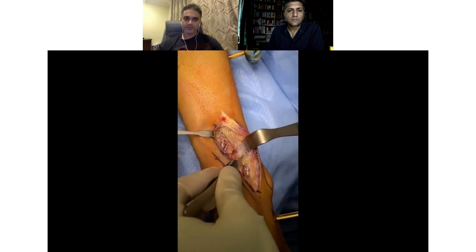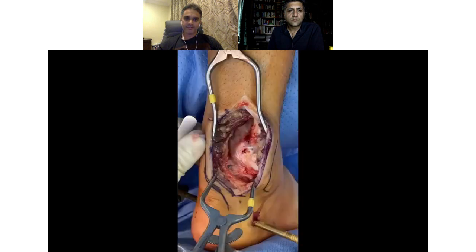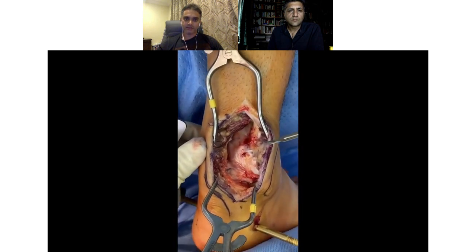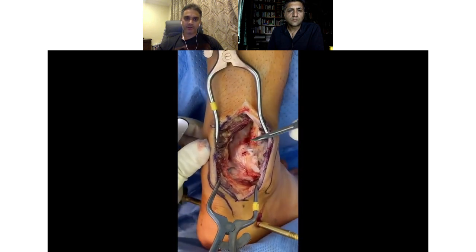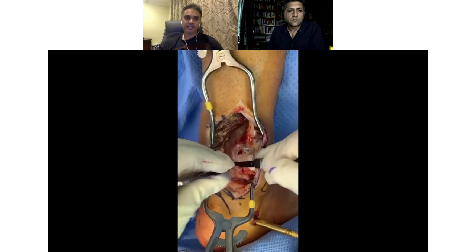And if you notice, for the keen-eyed ones, I have put an external fixator across the ankle, spanning the ankle, a Hoffman, because I wanted to jack that joint.